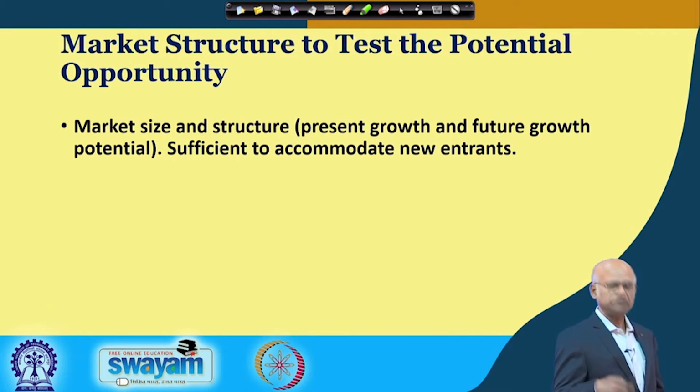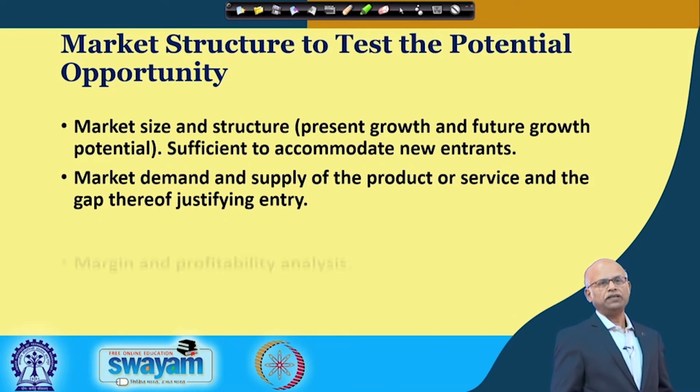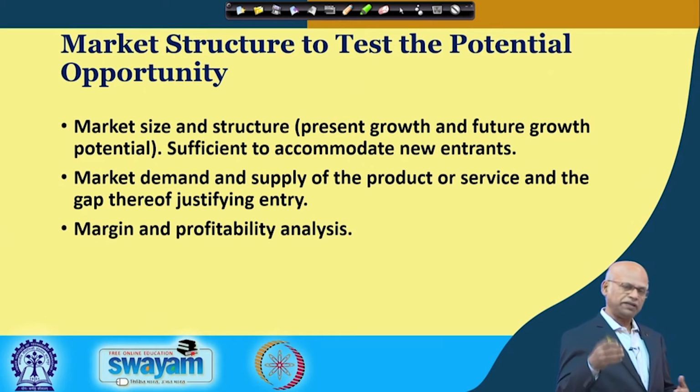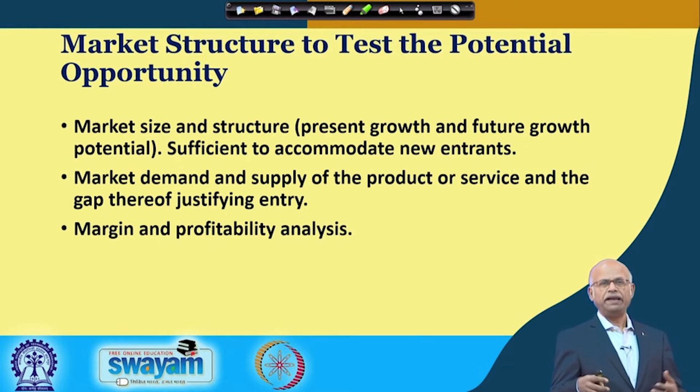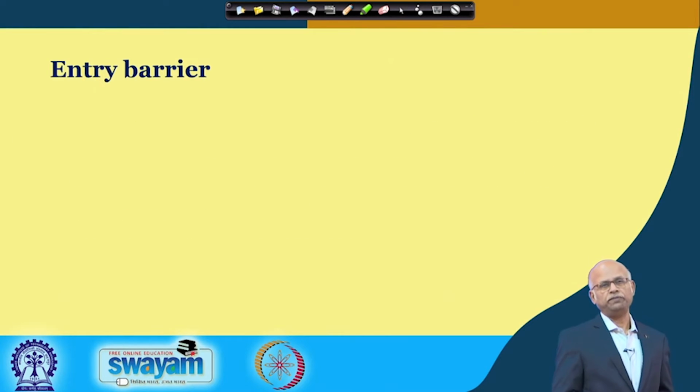So, our first term in the list of parameters is market structure. For your market structure to be attractive, there are these points: market size and present growth, future growth, growth potential. Then the market size should be sufficient to accommodate a new entrant. Market demand and supply, and there should be a gap between demand and supply. So, profitability also is very important.